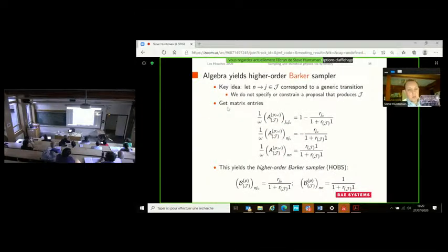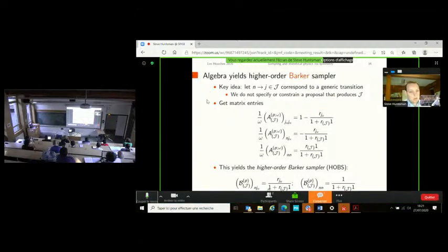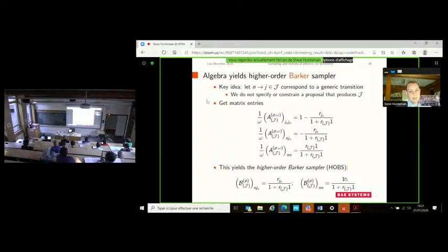And so following through the algebra, we can just work out what these things look like in general. And again, we have this idea of relabeling. You don't specify a proposal, and you can work out what the matrix entries are. And when you go through these intermediate steps, the important parts of the Barker sampler are basically as before. I'm writing here an inner product. This is a row vector and this is a column vector. And so you're just taking all the ratios and adding them up, plus 1. And if you're moving, the ratio's on top. If you're not moving, 1 is on top.